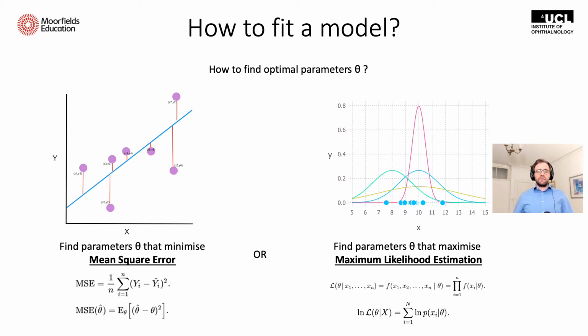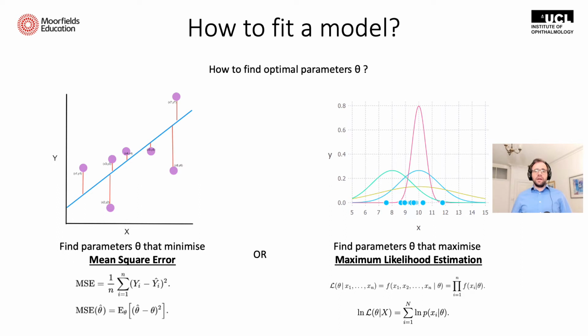For the error loss approach, what we've got here is an example of a linear regression, and here we're trying to minimize the error function. We're trying to find the parameters theta, which in this case are the slope and the intercept of the linear regression, which minimize the average squared sum of the red lines. The red lines you can see here going from the purple dots to the blue line are the errors.